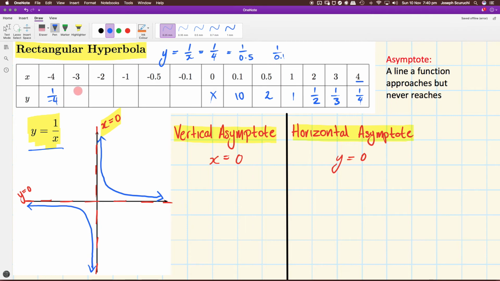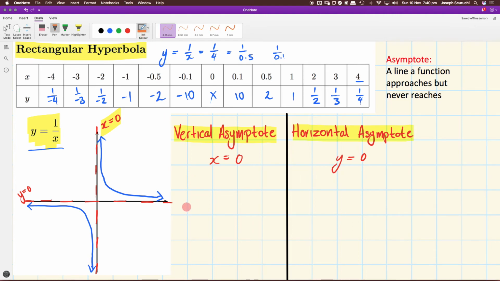This will be negative 4. This will be negative 3. This will be negative 2. So negative half, sorry. This will be negative 1. This will be negative 2, and this will be negative 10. Perfect. So I've filled in my table of values. I've drawn my graph. Let's now do a bit more exploring.